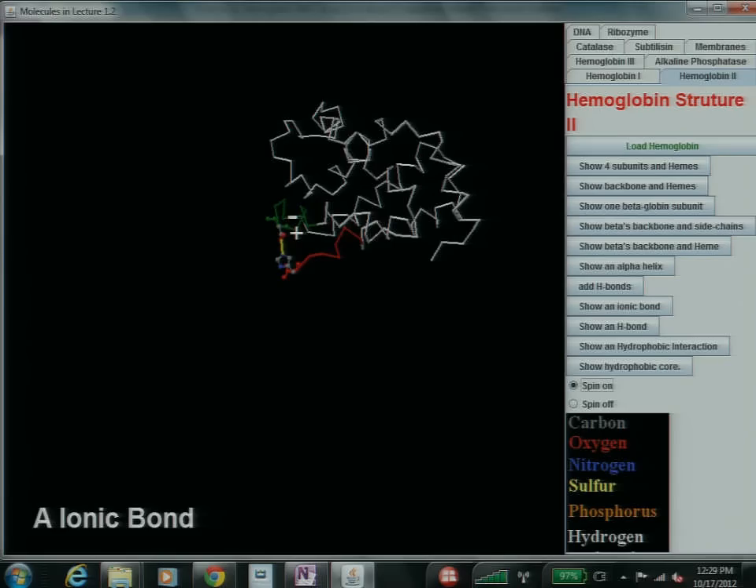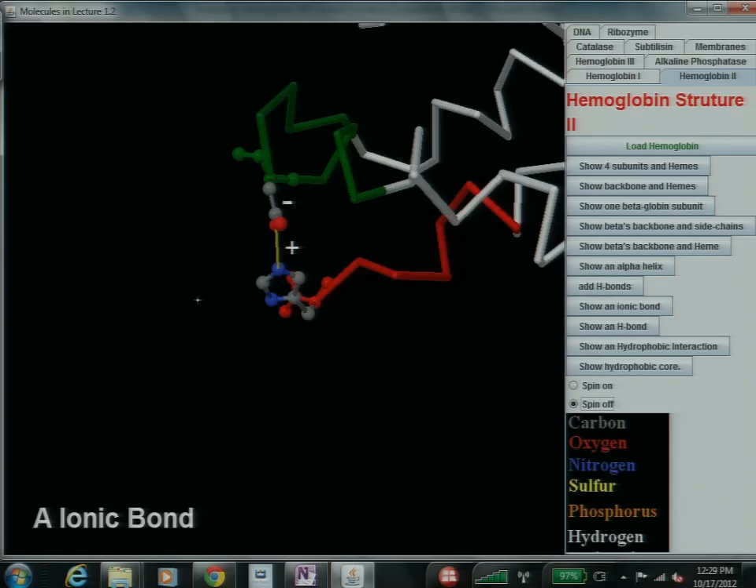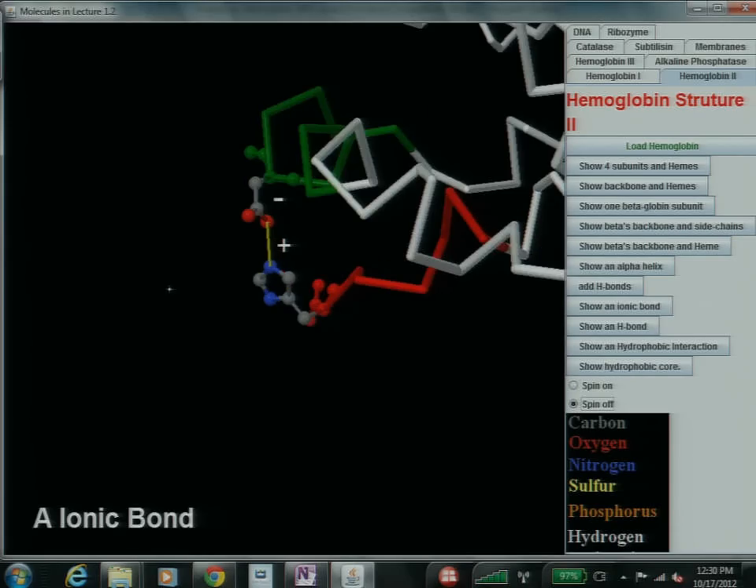So if I turn the spin off, I can zoom in. And it takes a minute to push this around until you get the right way. There you go. What you see is here's the green part, and there's the red part. And again, normally, they're quite far apart if the protein was stretched out. But this is a histidine side chain. And that nitrogen, it turns out, is positively charged. And that is an aspartic acid side chain. And that side chain has a negative charge. And so that plus and minus attract each other, and they pull the protein in.